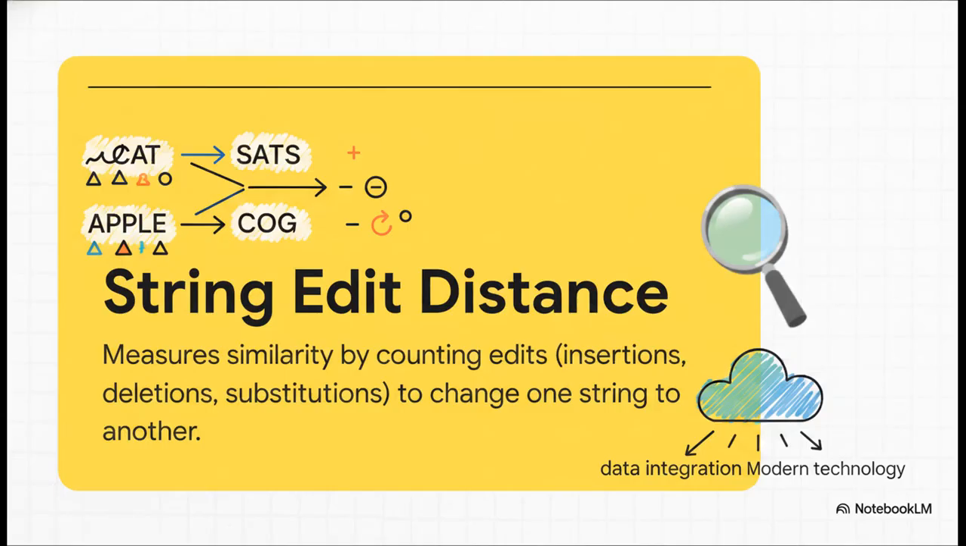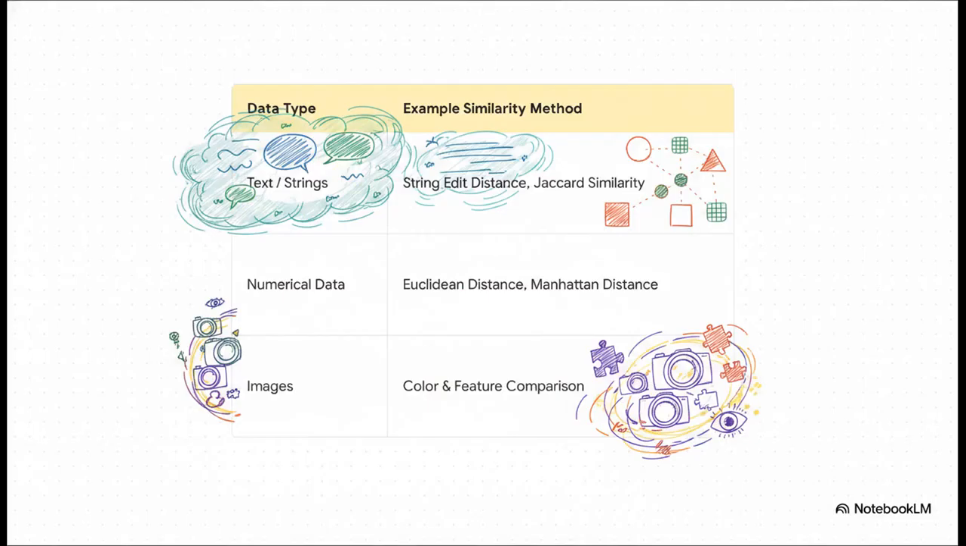So what does that math actually look like? Well, for text, a really common one is called string edit distance. It sounds fancy, but the idea is simple. It just counts the minimum number of little edits, like adding a letter, deleting one, or swapping one out, that it would take to turn one string into the other. The fewer the edits, the higher the similarity score. Simple, but incredibly powerful. But of course, it's not a one-size-fits-all solution. You can't measure the similarity of 2 images the same way you measure 2 names. So there are all these different mathematical tools for different types of data: text, numbers, images, you name it. Each one has its own special way of figuring out sameness.